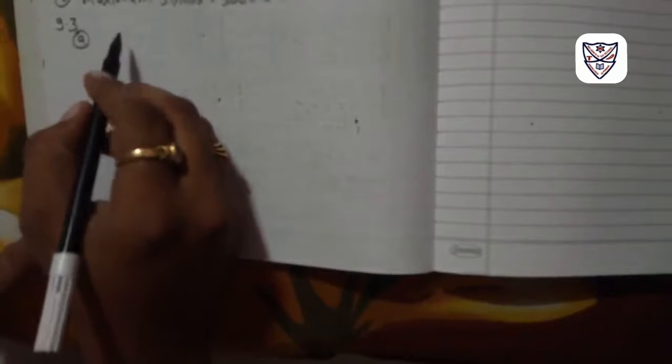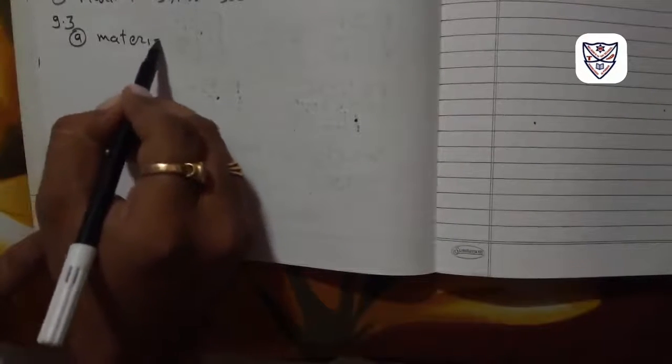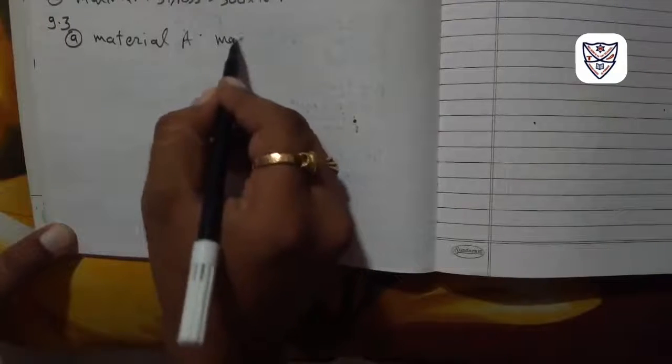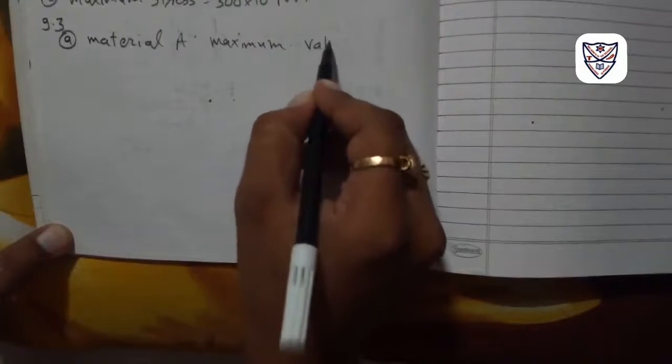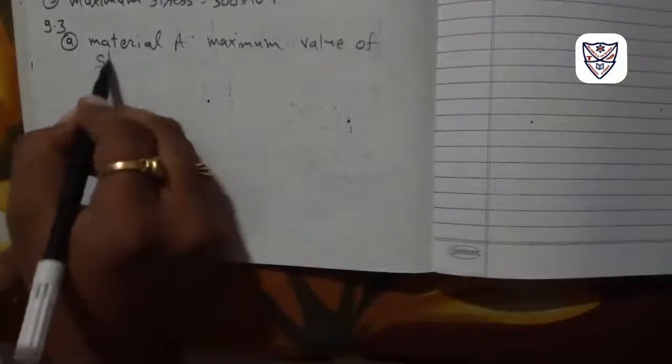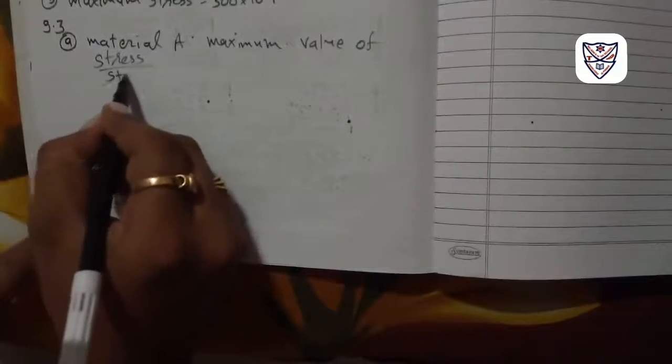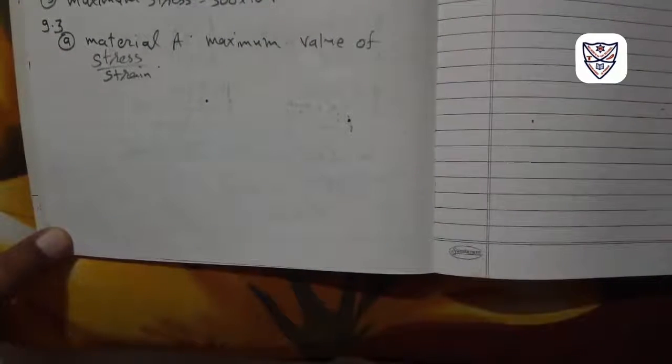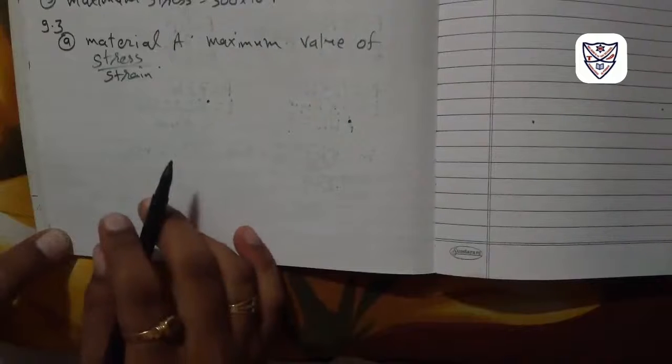So from the textbook, for A and B we have two graphs. See, the first question asks which of the materials has the greater Young modulus. So from the graph, we have material A. For material A we have the maximum value of the stress upon strain ratio. And the second question is which of the two is the stronger material.